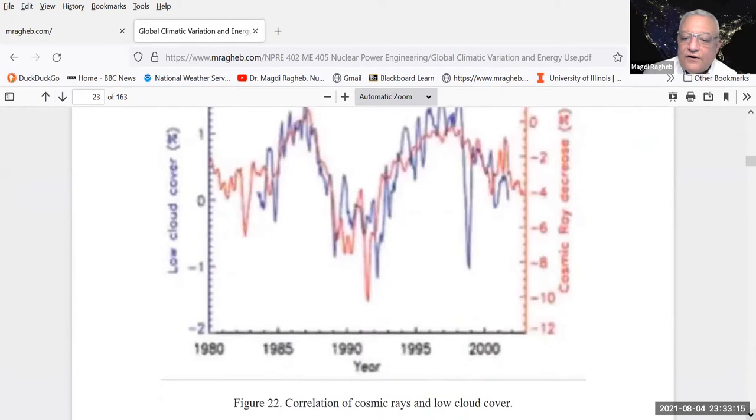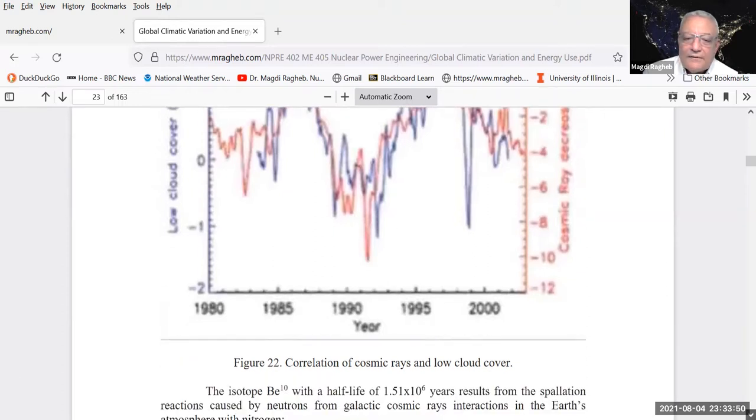This is another graph that definitely suggests that the higher the cosmic rays, the higher the cloud formation on Earth. Well, that means cooling, because the clouds are shielding the sun rays from the surface of the Earth. And when cosmic rays are lower, like what we have now, you find that the cloud cover also is lower.